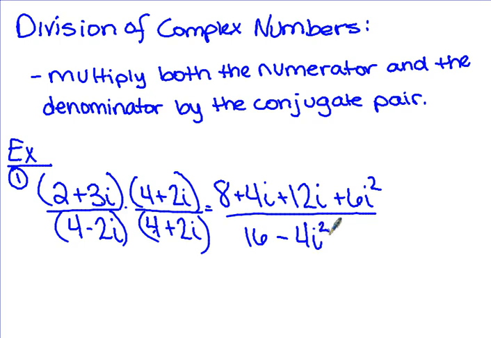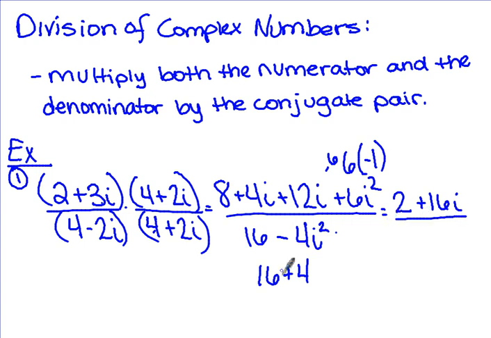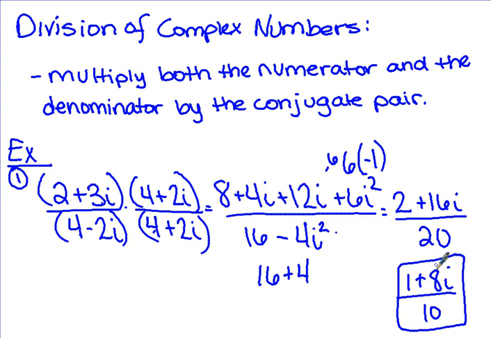Now we just need to simplify. Keep in mind, i squared is the same thing as negative 1. So here in the top term, I'm really doing 6 times negative 1, which would give me minus 6. And down here, negative 4 times i squared would actually end up giving me plus 4. If I combine like terms in the top, I have 8 minus 6, which is 2. 4i plus 12i is 16i. And then 16 plus 4 is 20. 2 goes into each of those terms, so I'm going to end up with 1 plus 8i all over 10, and that is the final solution. Just like multiplying radical conjugate pairs.